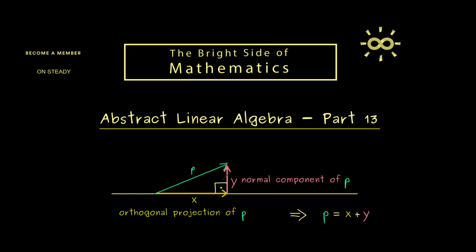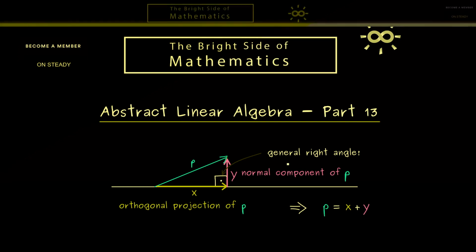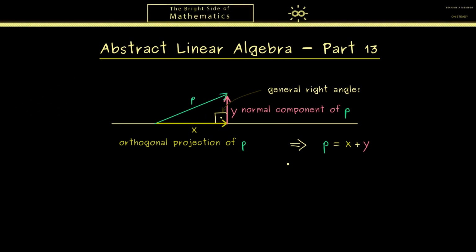However, this right angle here should be seen in a general context. It's a general right angle, which means it's only given by our inner product. So you immediately see this is a general and important concept we should put into a formal definition. In other words, it's not a problem at all to generalize our picture here. However, the general definition of an orthogonal projection we will do in the next video.